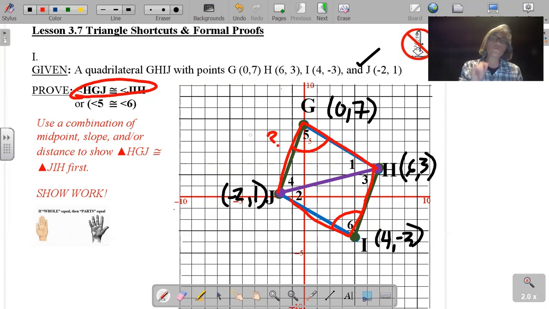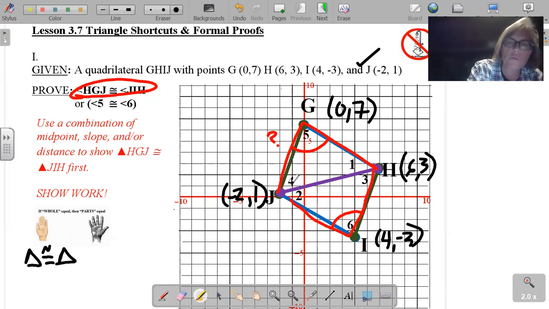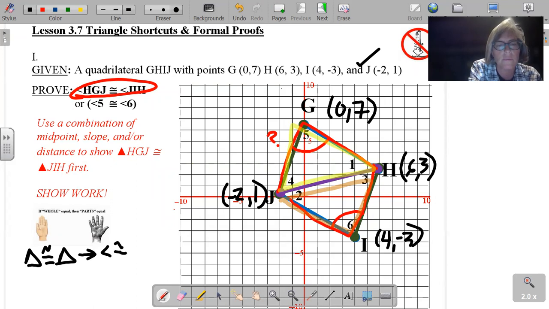There is no direct way to show those particular angles are congruent because they're not on the same stir stick, so you cannot use armpits of the Z. They're pieces of triangles. So what we're going to do first is show that the entire triangles are congruent. This triangle is congruent to this triangle. If the entire triangles are congruent, then we can say the parts, which are the angles, are congruent. That's where we're going with this.